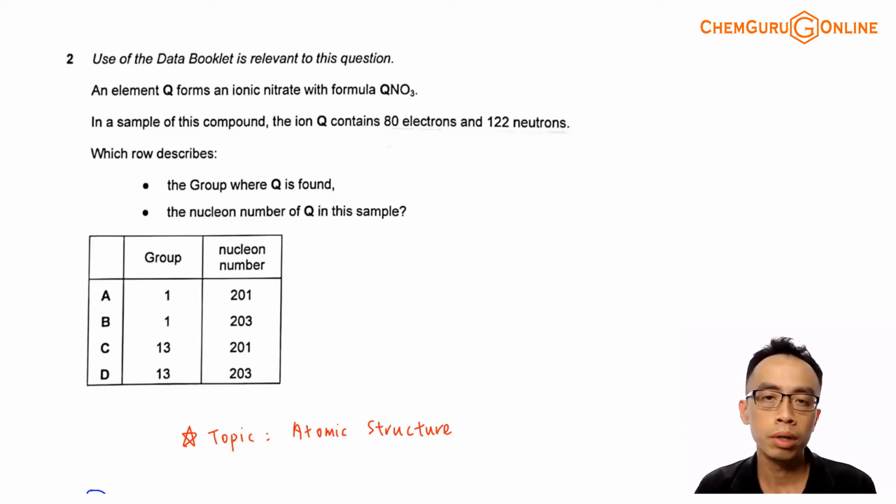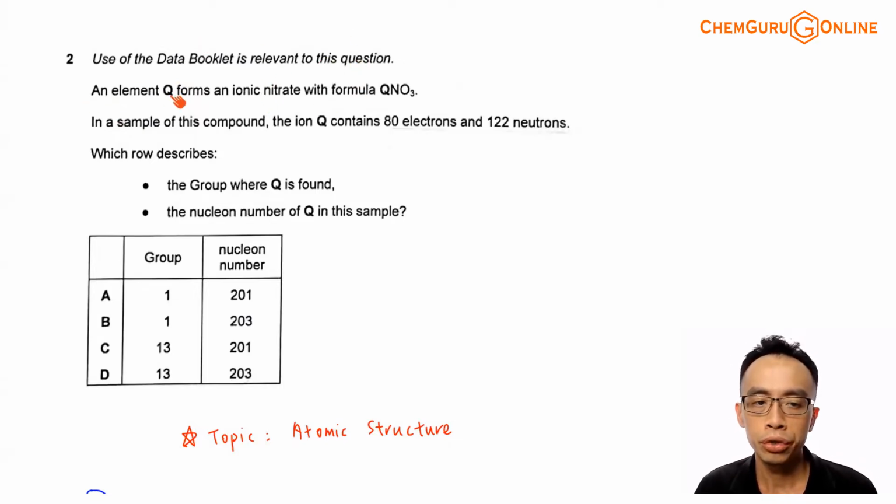Now in this video, we want to discuss the suggested solution for 2021 A-Levels H2 Chemistry, Paper 1, Question 2. So let's take a look at this exercise. So question 2, the use of the data booklet is relevant to this question.